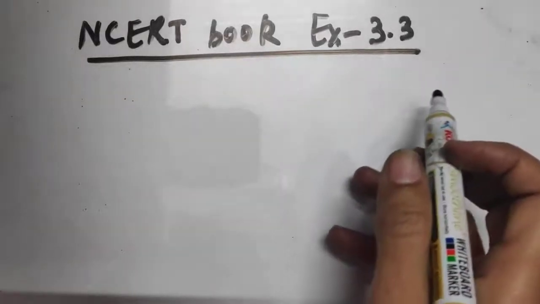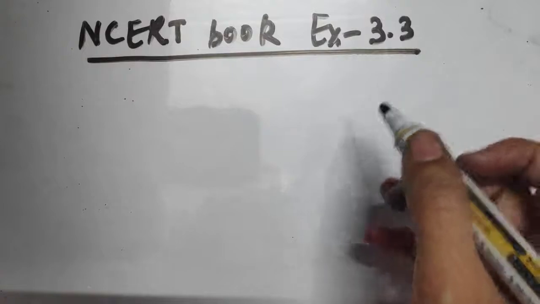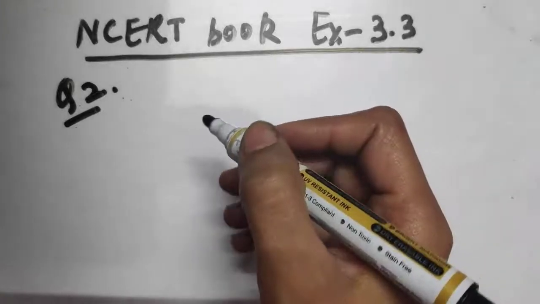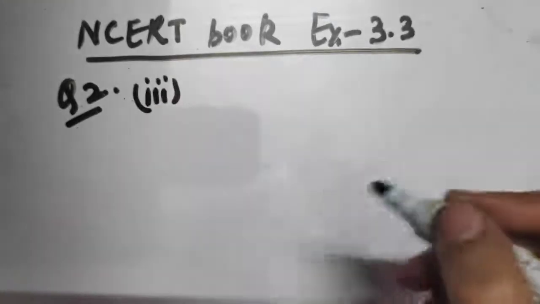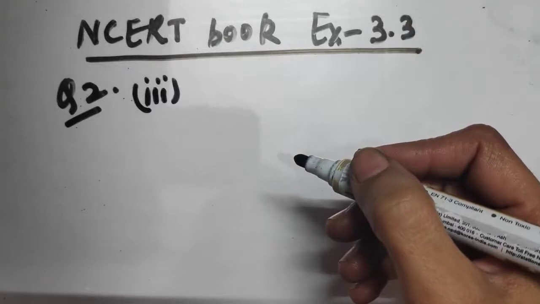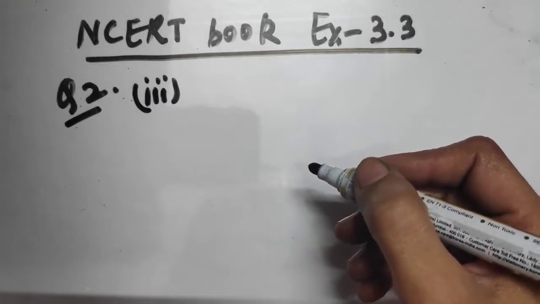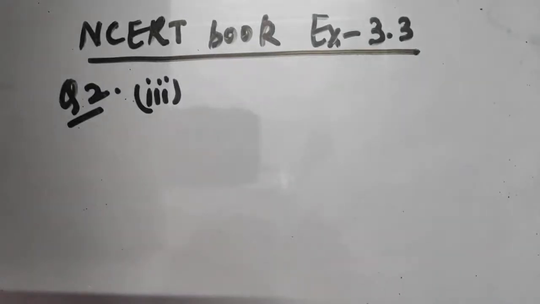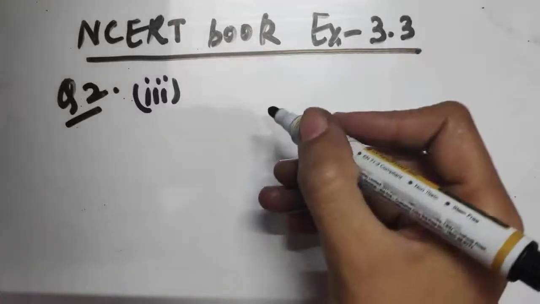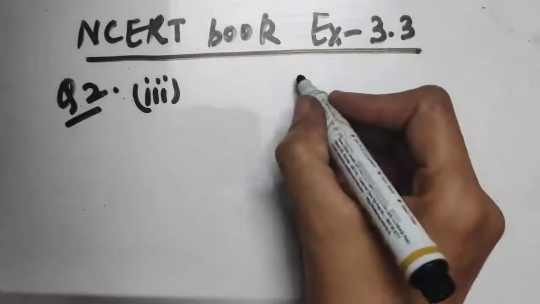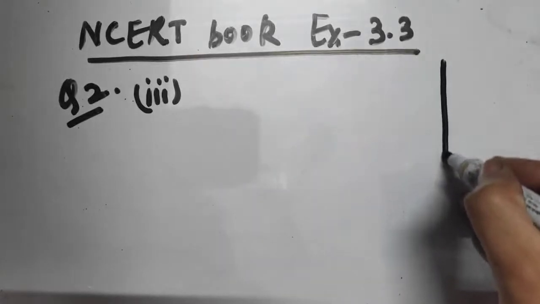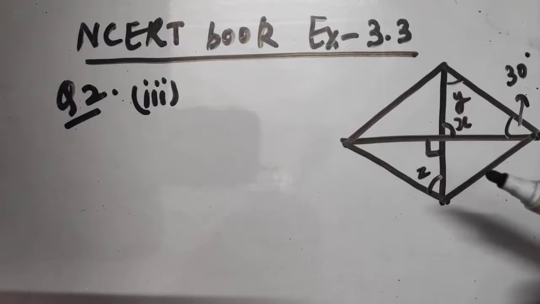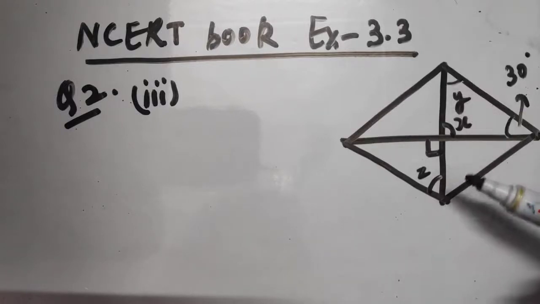Now let us discuss a few questions of exercise 3.3. I am going to discuss question number 2, third part. A few figures are given to us and the question says, consider the following parallelograms. Find the values of the unknowns x, y and z. So the diagram of this is, so we are supposed to find the values of unknowns x, y and z.